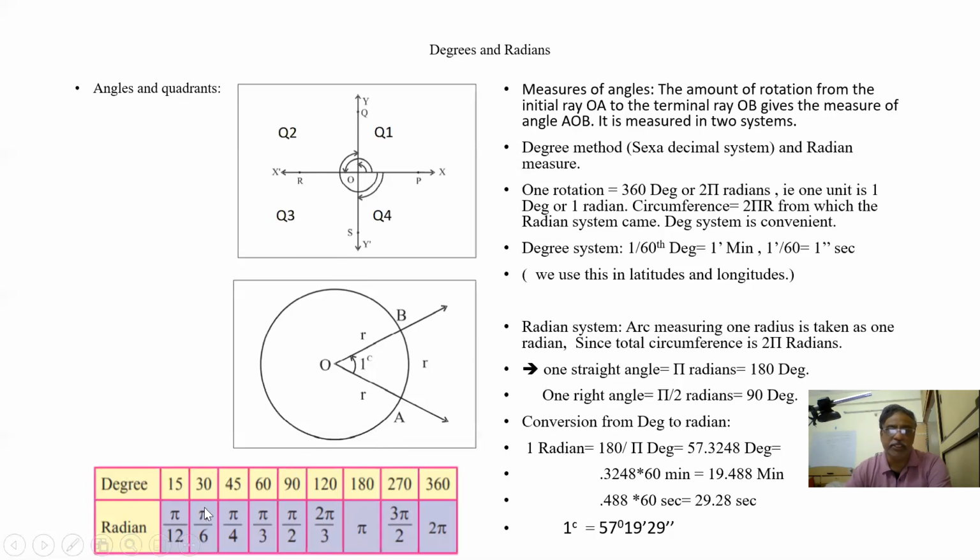Normally we use pi by 6, 30, pi by 3, 60. So you should have these handy. Pi by 6 means 180 by 6, that is 30 degrees. Pi by 3, 180 by 3, 60 degrees. We know 45, pi by 4, and pi by 2. Okay.